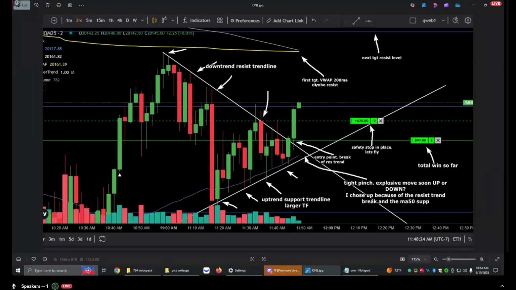My first target would have been the VWAP, and you can also see the 200 MA is kind of stacking on that. So it's very likely that that's going to be a resistance point where we're going to see some rejection or continuation. It's just a point of interest. Keyword: point of interest. I want you guys to remember that. That's where something is going to happen.